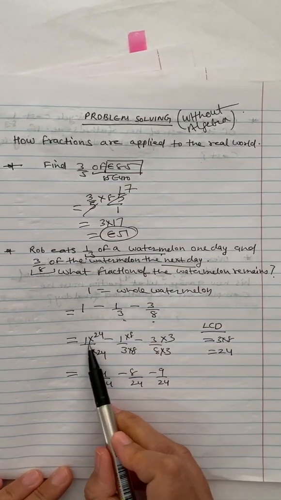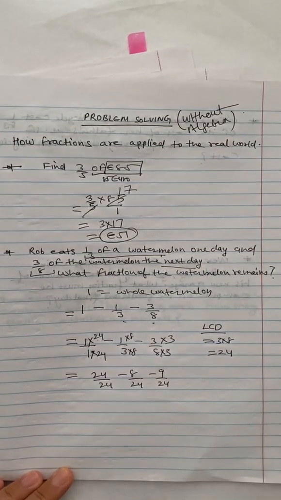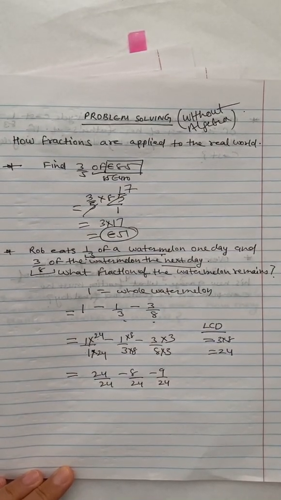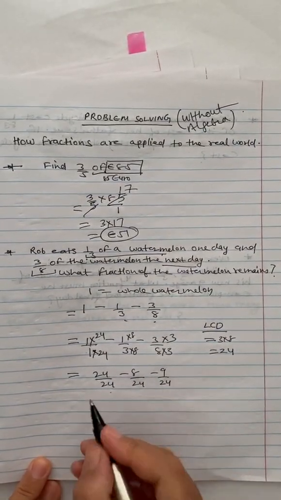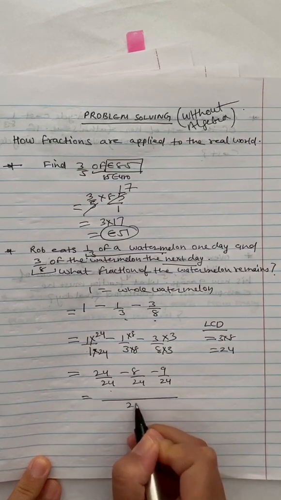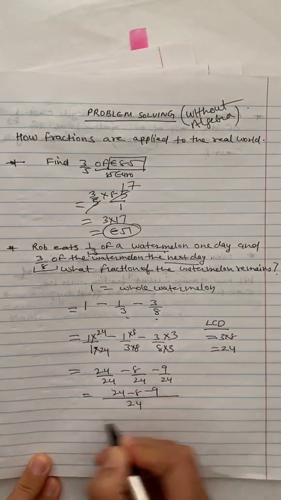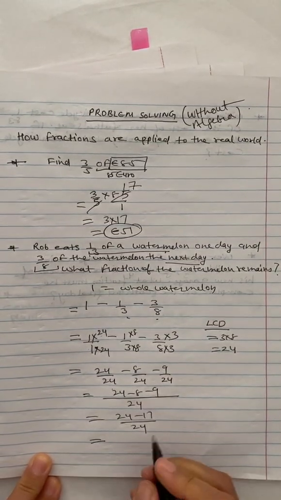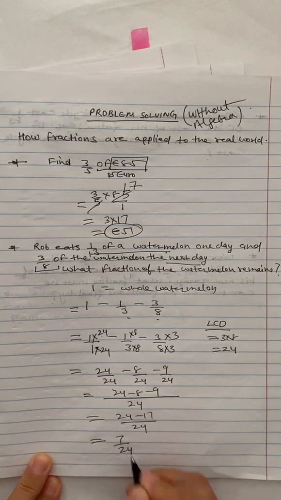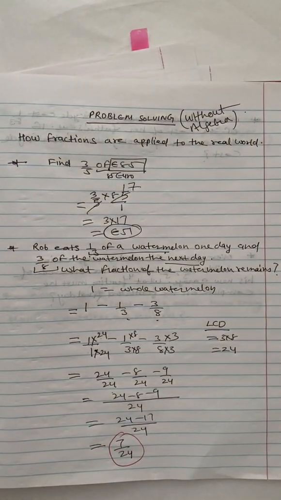And that's the benefit of 1. You can change 1 to any numerator and any denominator. So that is the best part of having 1 here. So 24 over 24, and now 24 is common. 24 minus 8 minus 9. So 24 minus 17. So you got here 7 divided by 24. So that is your final answer here.